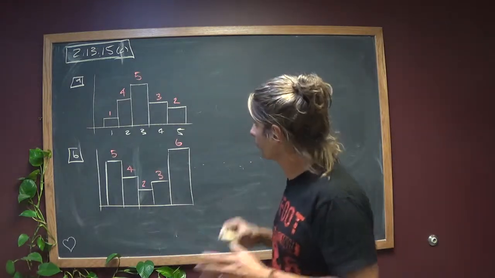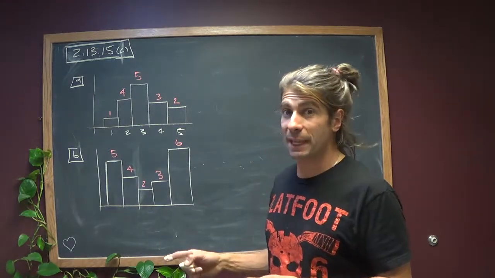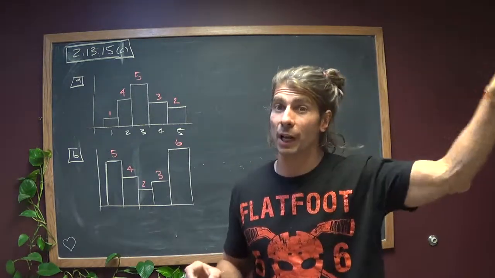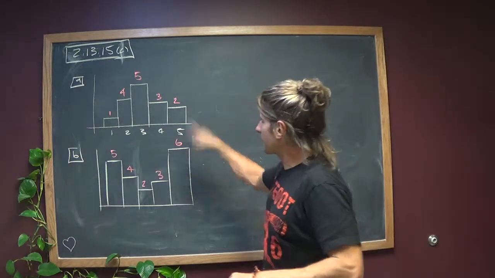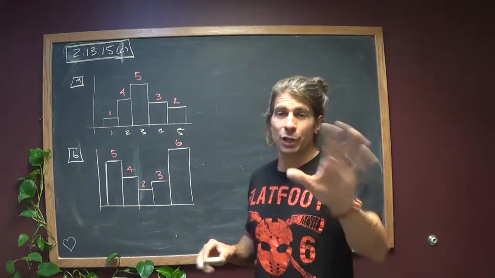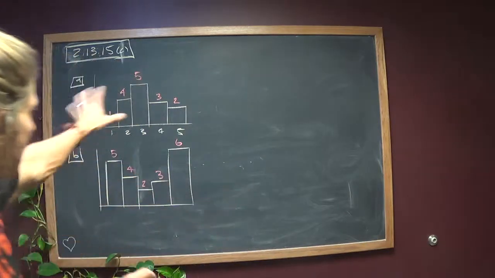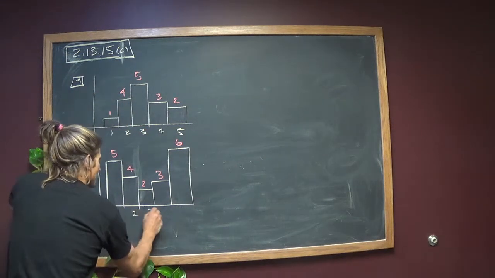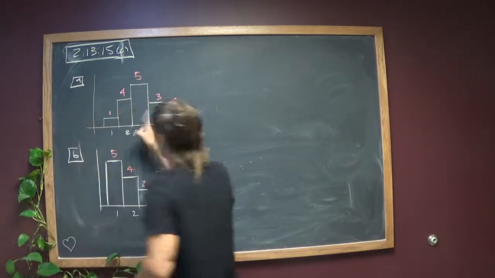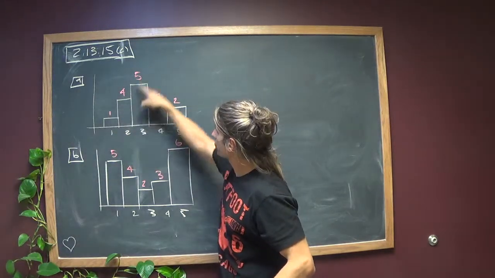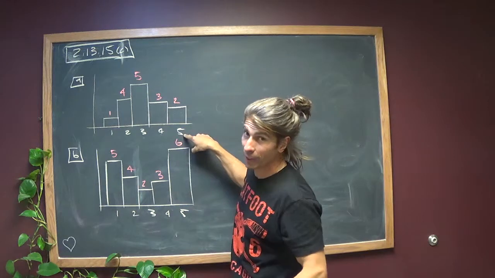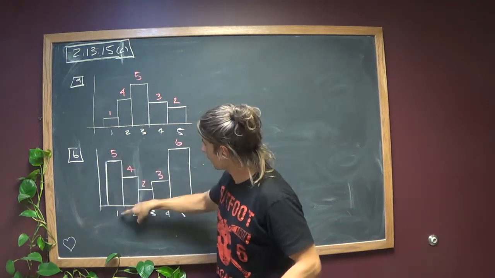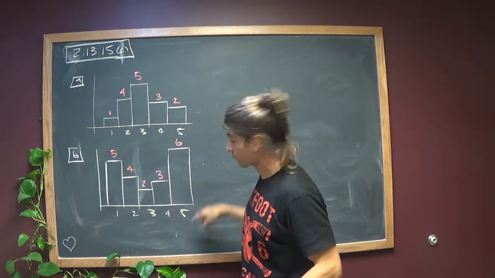So here's some stuff we can decide about both of these data sets, and this goes back to measures of center. Both of these data sets essentially have the same average. Now what I've done, the pink numbers on the top are the frequencies. So we've got the data points 1, 2, 3, 4, and 5. In data set A, there's 1 one, 4 twos, 5 threes, 3 fours, and 2 fives. In data set B, there's 5 ones, 4 twos, 2 threes, 3 fours, and 6 fives.